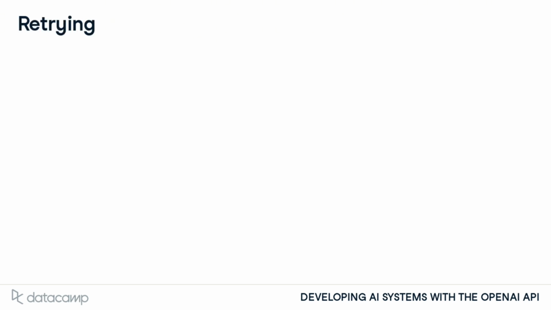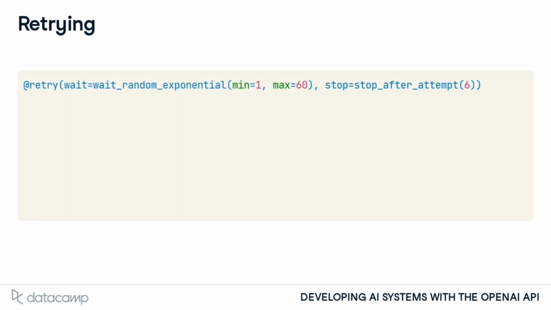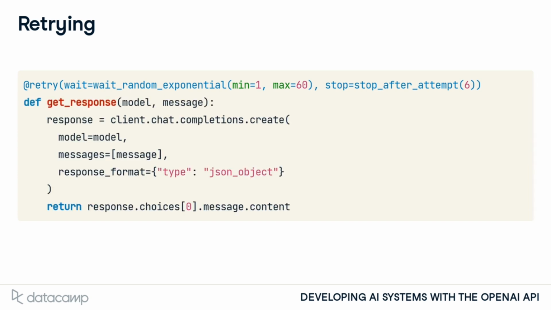The wait parameter can be configured through the wait random exponential function. Using the exponential backoff mode is a way to automatically retry requests with gradually increasing delays from a minimum, in this case of 1 second, to a maximum value, in this case of 60 seconds. The stop parameter can be specified using the stop after attempt function and specifying the maximum number of tries. To use the decorator, we'll have to wrap our response request as a function, such as in this example where we have a getResponse function returning the message.